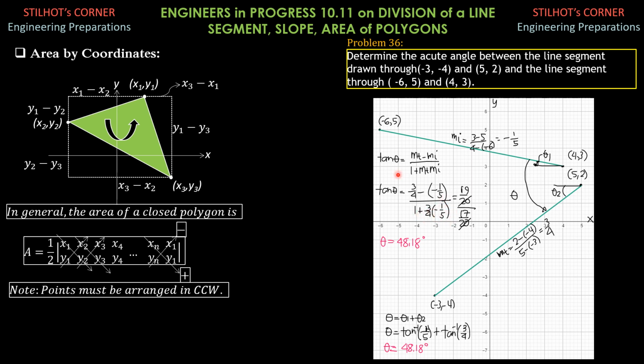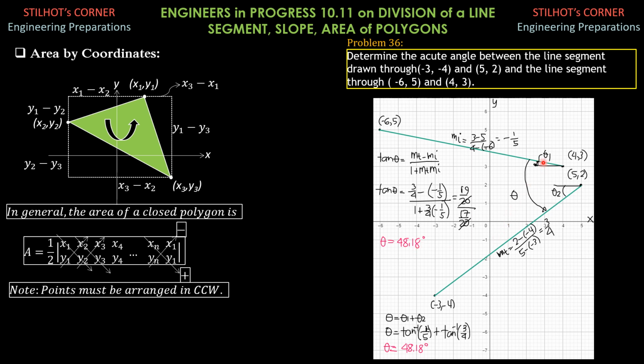So this is 15, 5 times 3, 15 plus 4, 19 over 4 times 5, 20. The denominator is 20 minus 3, so 17 over 20. Cancel out 20. So tangent theta is 19 over 17, inverse tangent. So using your calculator, it is 48.18 degrees.